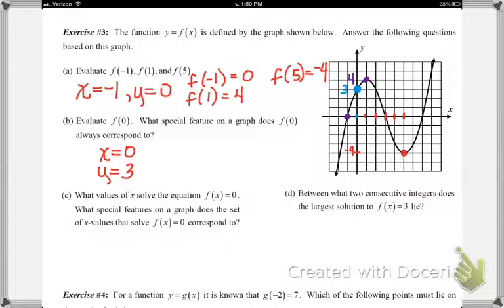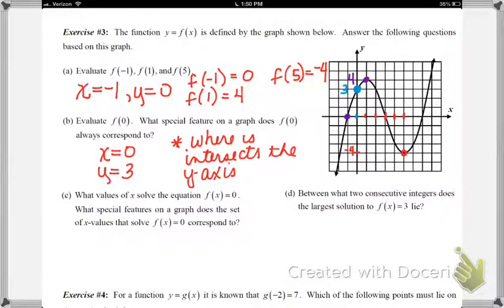And what special feature on a graph does f of 0 always correspond to? Again, we learned this in the last lesson. That is where it intersects the y-axis, and we call that the y-intercept.